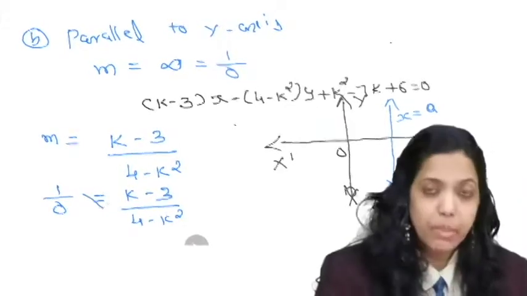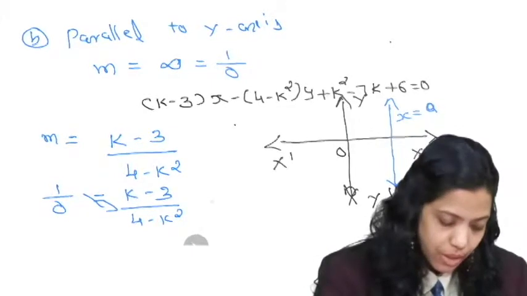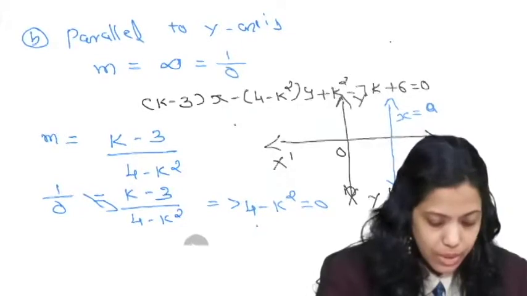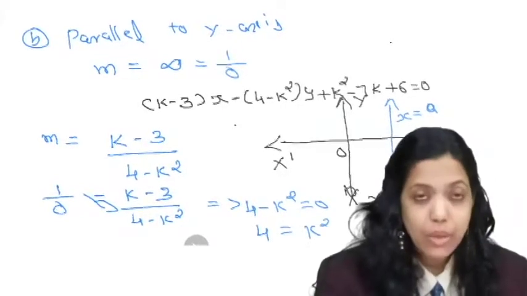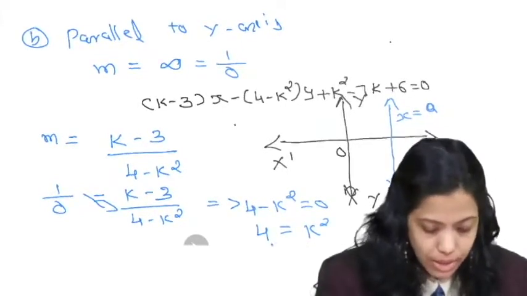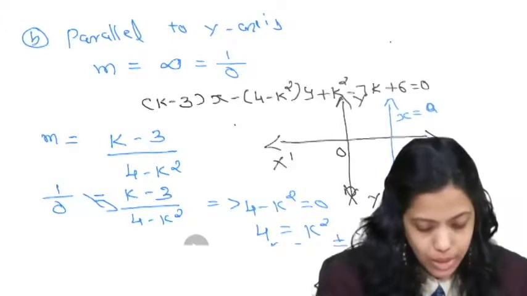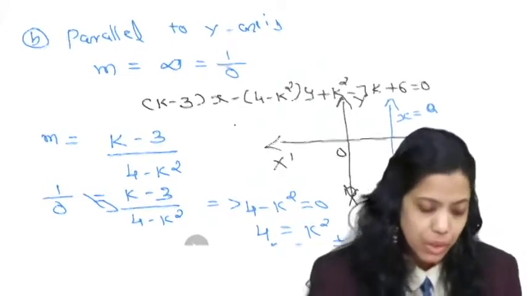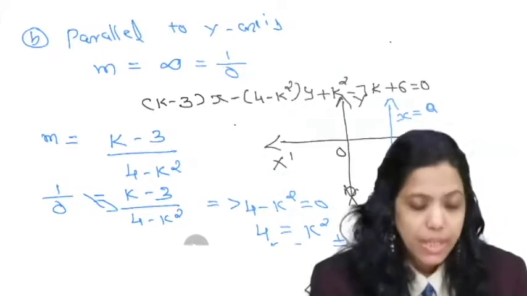Do the cross multiplication. So we got over here 4 minus k square is equal to 0, and 4 equals k square. So taking the square root, k equals plus or minus 2. We are getting two values of k over here, k equal to plus or minus 2. So let's move on to the next one.